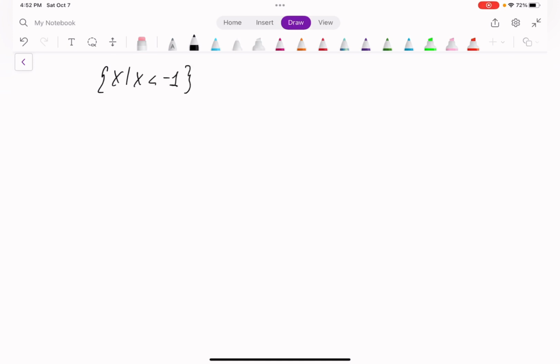So what do we have? Meaning we have a set of x where the condition for this x is less than -1, and we need to show it in the graphing notation. So let me explain to you. So, graphing notation.